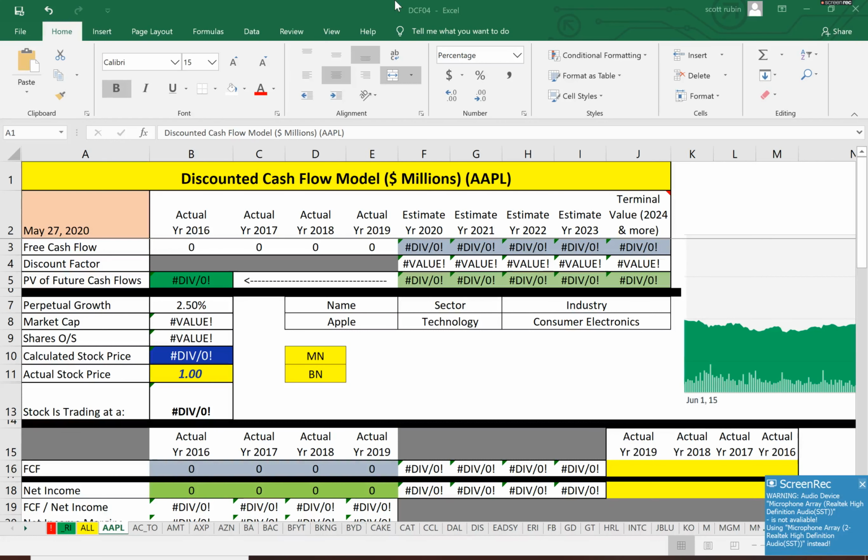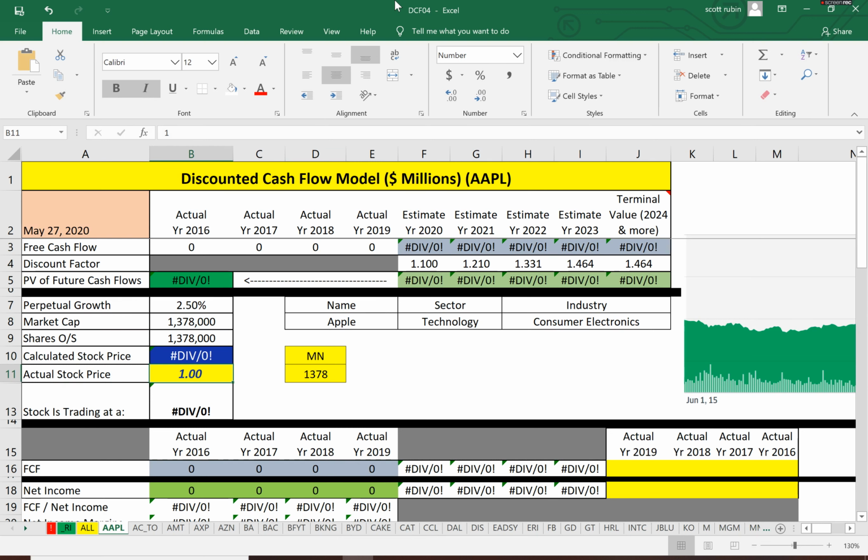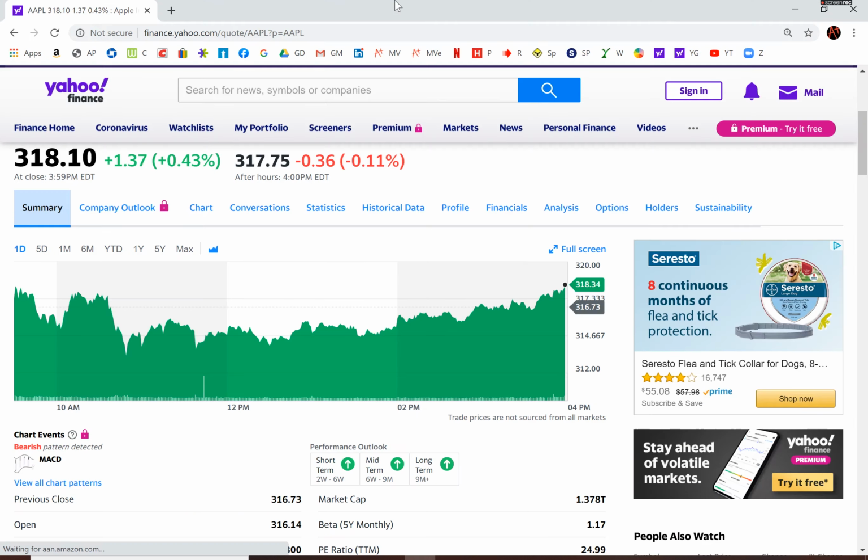So we're going to look at Apple stock and we're going to calculate the intrinsic stock price using prior financial information. The first thing we want to do is see the market cap, 1,378 billion. And now the price per share is 318.10. So they're a $1 trillion company, Apple. Pretty amazing. Next we need the free cash flow.